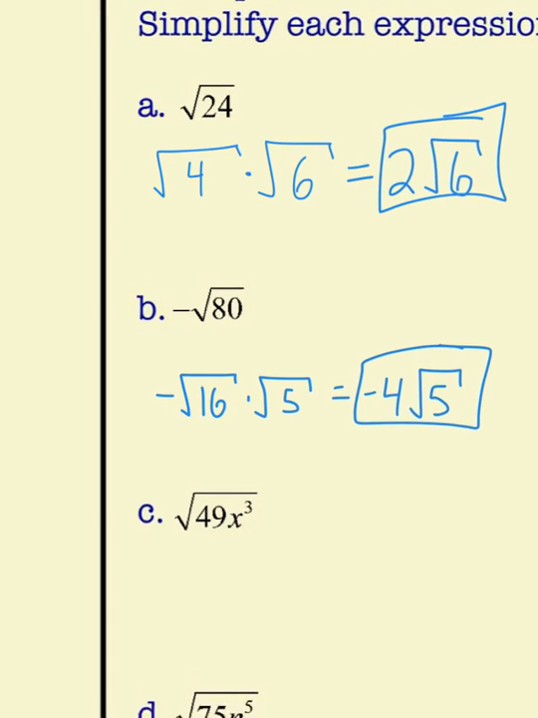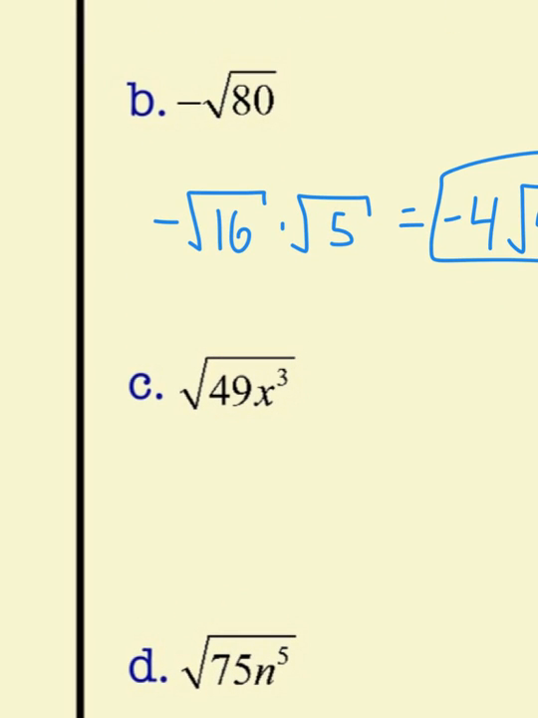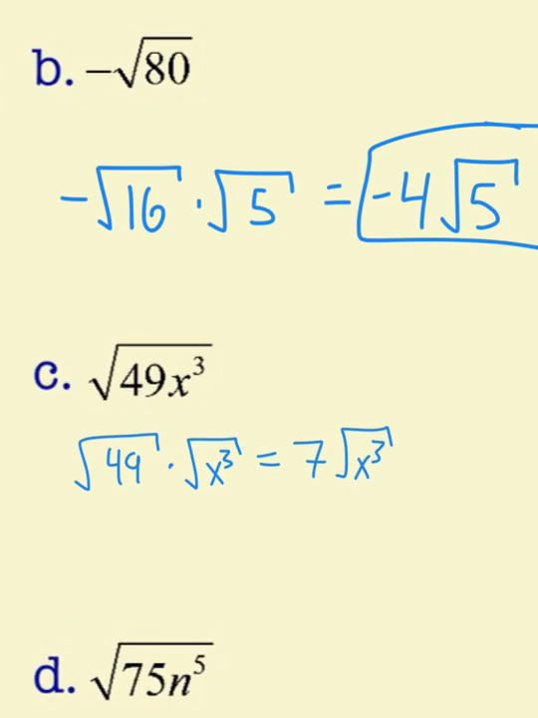Part C adds some variables to the mix. The square root of 49x cubed can be written as the square root of 49 times the square root of x cubed. Now we know the square root of 49 is 7, so I can go ahead and simplify that right away to 7 times the square root of x cubed. Now variables we can break up the same way.